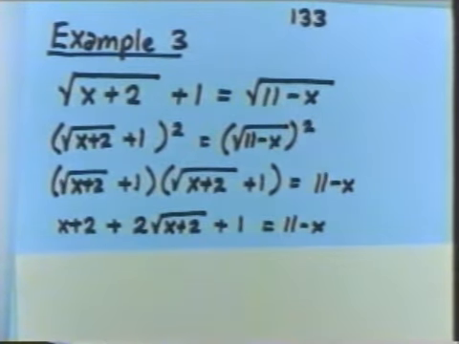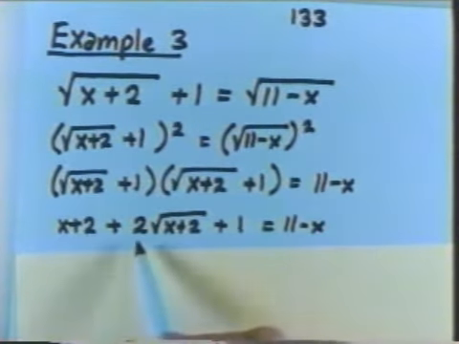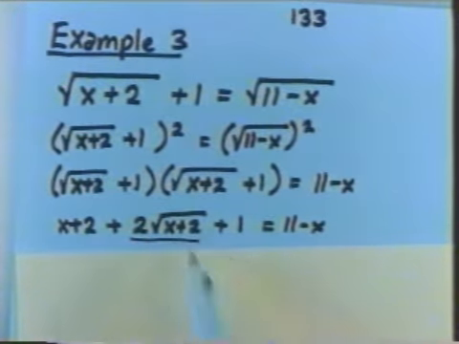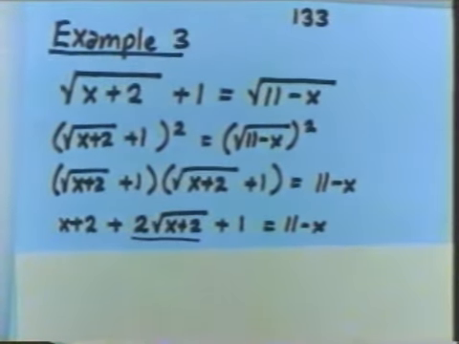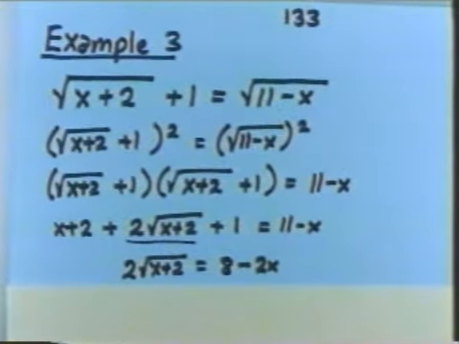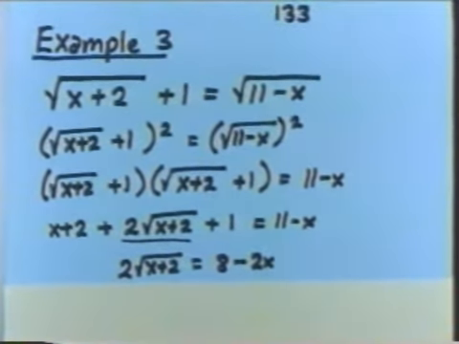Now we have an equation which is not quadratic, but this is a radical equation. This means that we must isolate one radical. Here's the radical term. We must get that term by itself. That means we must subtract x from both sides, subtract 2 from both sides, and subtract 1 from both sides. When we do, we get 8 subtract 2x on the right, and the radical term 2 times the square root of x plus 2 on the left.